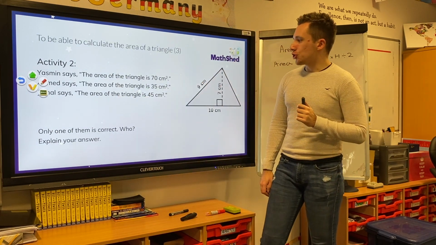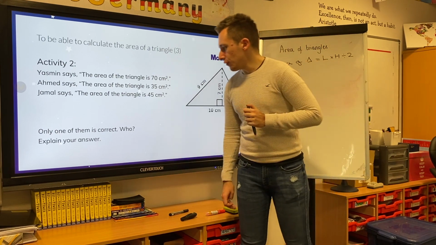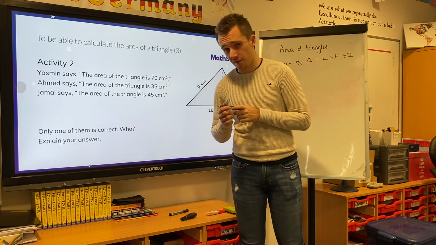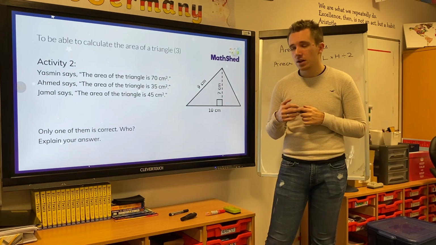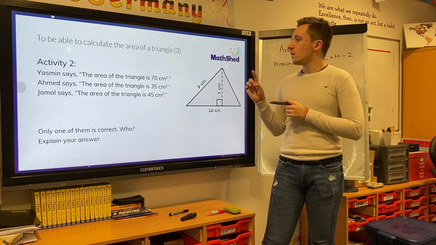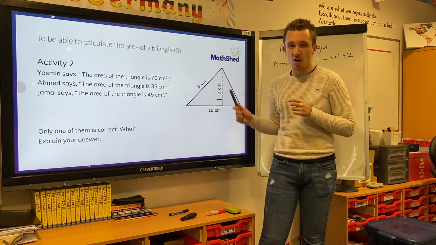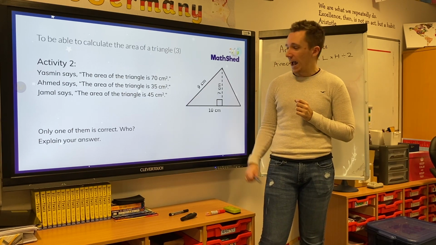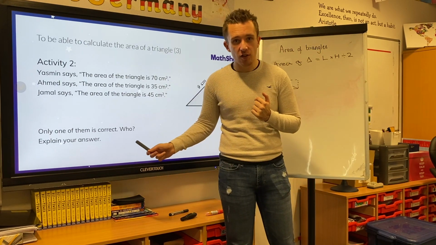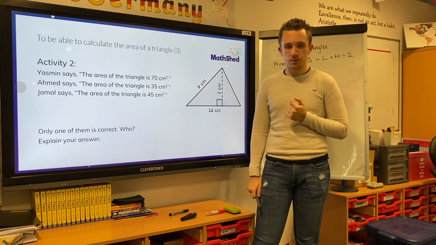So the activity then says, Yasmin says the area of the triangle is 70 centimetres squared. Ahmed says the area of the triangle is 35 centimetres squared. Jamal says the area of the triangle is 45 centimetres squared. Only one of them is correct. Who? So, most of you, what I'd like you to do is work out who is correct by doing length times height divided by 2 and just put that person down. My group, I want you to work out who's correct and then tell me what the other two have done to get it wrong. Off you go.